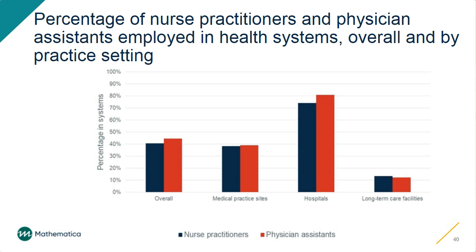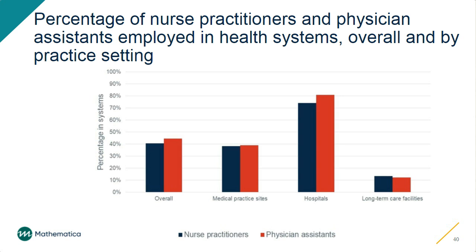As you can see in this slide, the percentage of NPs and PAs in systems really varied substantially by practice setting. So among NPs and PAs employed by medical practice sites, which again is the most common practice setting for NPs and PAs, just under 40% were affiliated with systems. And we can contrast that with hospitals. So system affiliation is much more common for NPs and PAs employed by hospitals. Among NPs and PAs employed by hospitals, roughly 75% and 80% were affiliated with systems, respectively.